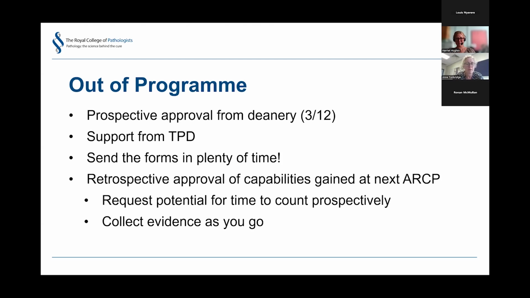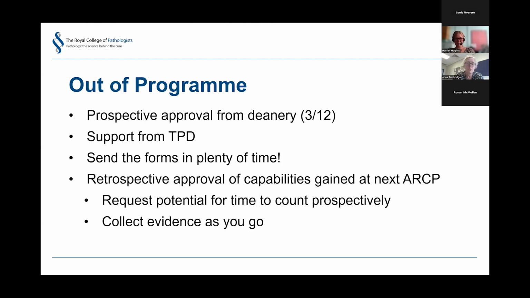There's a lot of paperwork. As TPDs, we're trying to organise training for everybody in the region. And so actually letting you disappear at short notice can make our life very complicated. And the easier you make our life, the easier we can make yours, in all honesty. So do send the forms in plenty of time.